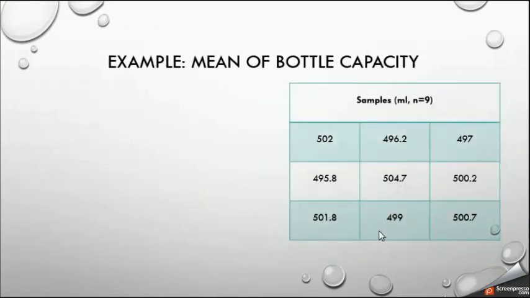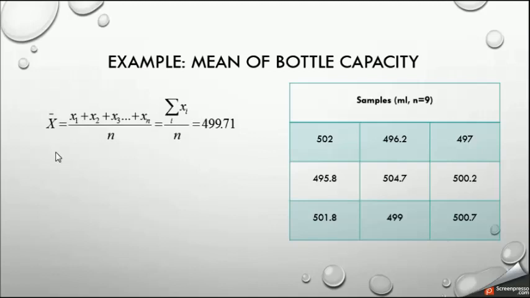Again, this is our sample and these are our measurements for the bottles' capacity. The first point is to calculate the sample mean. The sample mean is just the summation of all these values, divided by the number of bottles, which is 9. So we sum all the values and divide by n to get the average value, or the mean value, of our sample, which is 499.71.